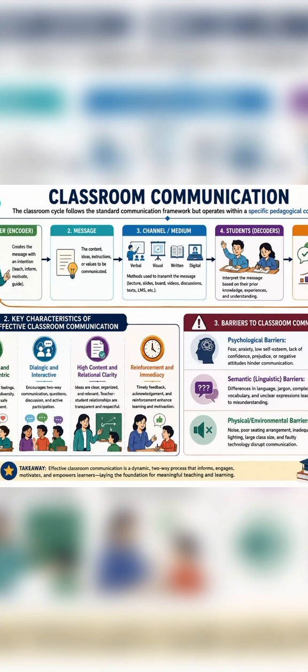Next, we have the key characteristics of effective communication. Now, just passing a message along isn't enough. To make it effective, your classroom communication needs to have four distinct qualities highlighted in the slide. Number one is empathic and student centered. It respects students' feelings, diverse backgrounds, and unique perspectives. It builds a safe zone where making mistakes is completely okay.